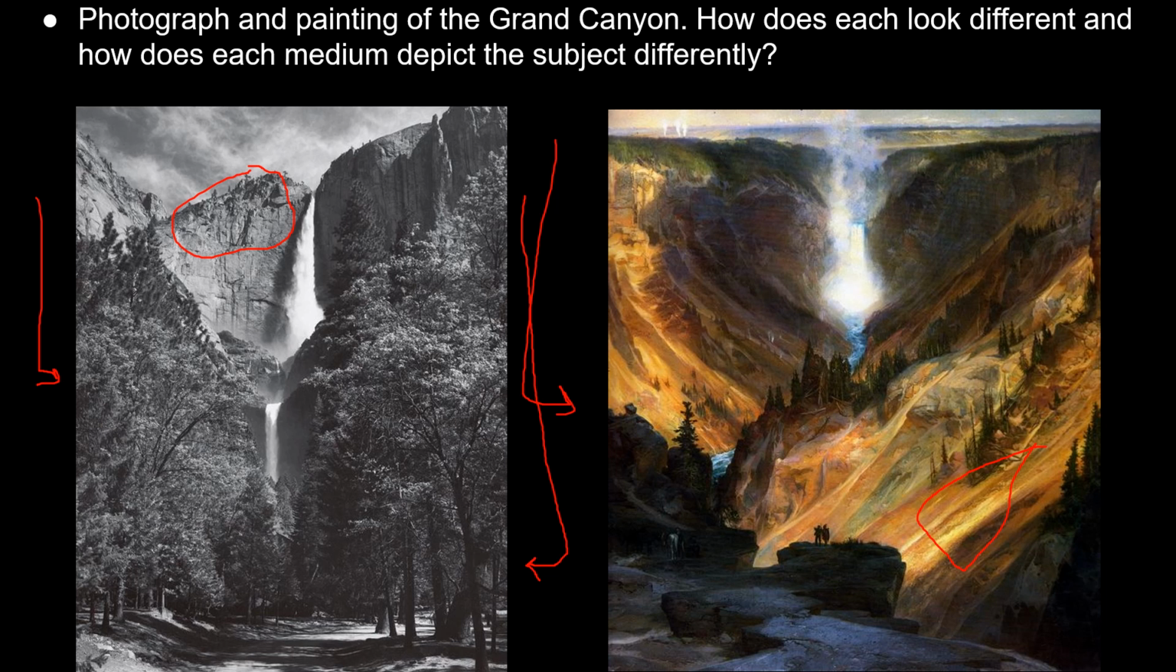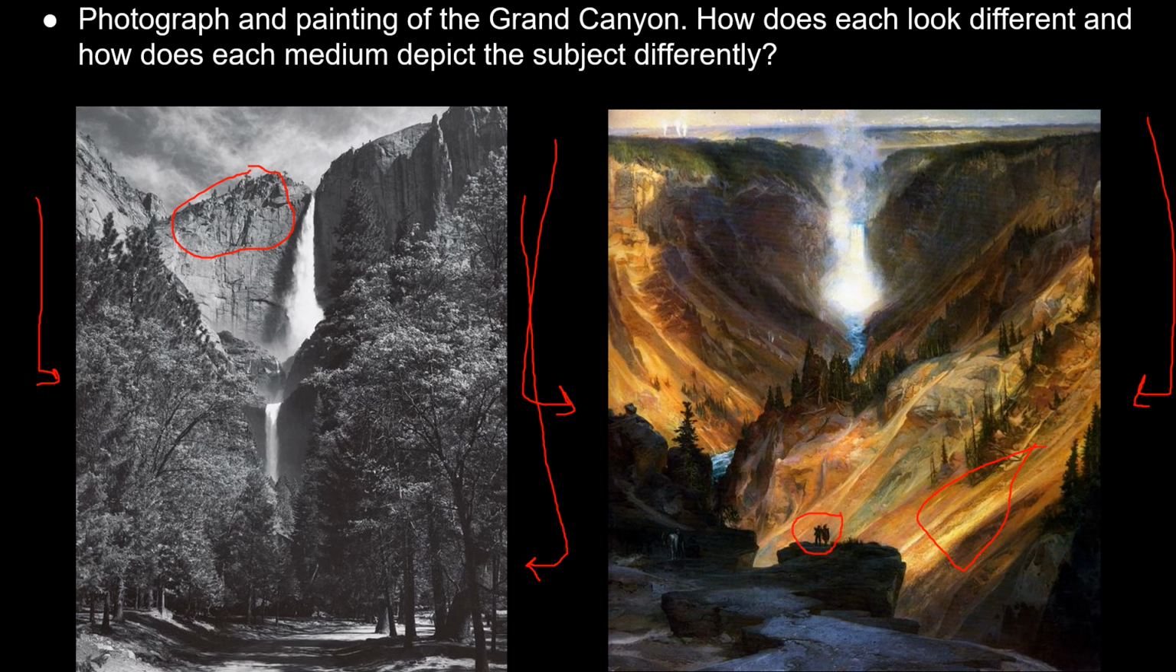Thomas Moran, on the other hand, we know he went to the Grand Canyon. However, what did he do there? Probably not make this painting. He probably made a bunch of drawings. He probably then took his drawings, his observations, his thoughts, his memories of the Grand Canyon, went back to his studio in New York, and then made this painting. This painting is his impressions of the Grand Canyon, but it is not precisely exactly what it looked like at that very moment. In fact, there's two people down here.